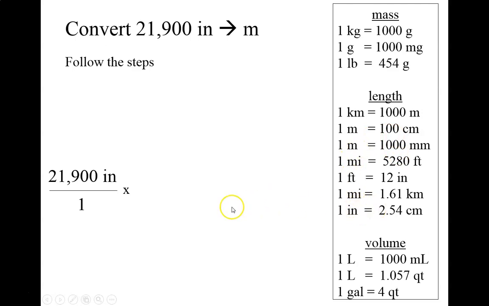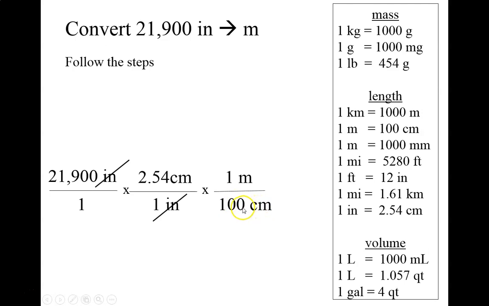Now we've got to figure out which way to play this card. 1 inch equals 2.54 centimeters. So remember, we always want to cancel out. So inches goes on bottom, so 1 inch, and then 2.54 goes on top. Now these inches are going to cancel. And next we want to go from centimeters to meters. So we want to play the card so that the centimeters is on bottom. 100 centimeters is on bottom, and 1 meter goes on top.